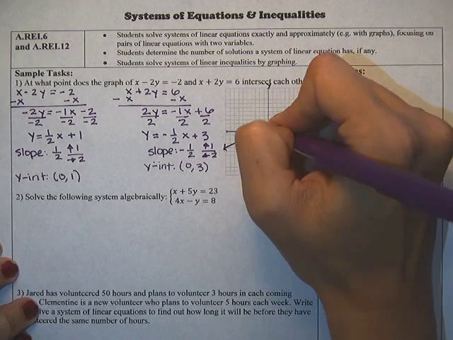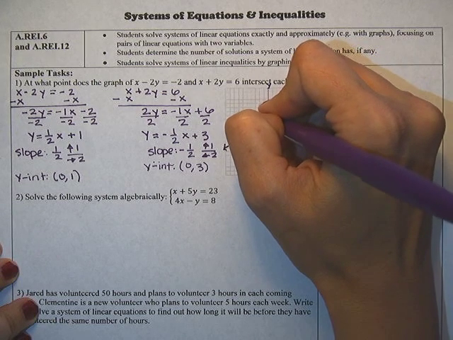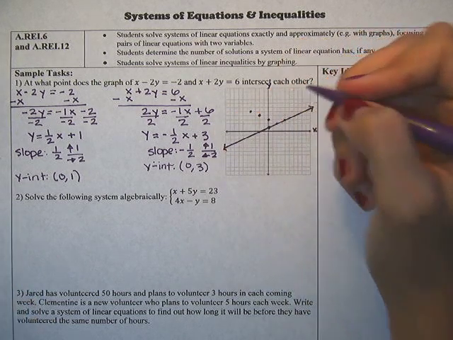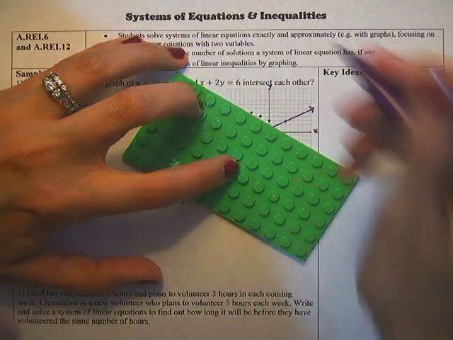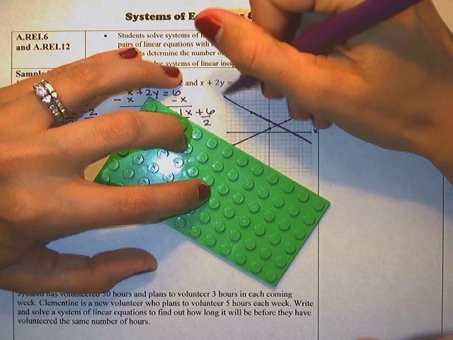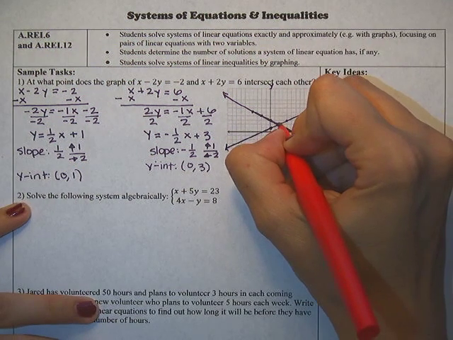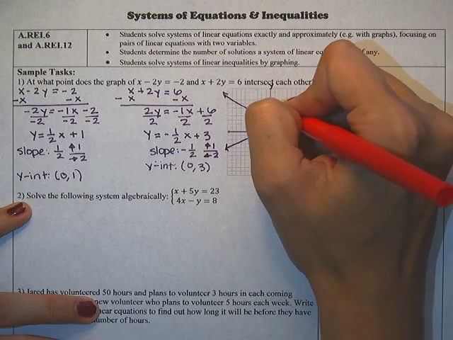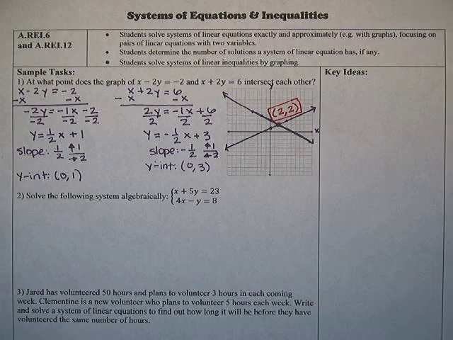Alright, so our next y-intercept is (0, 3). And the slope is up 1, back 2, up 1, back 2. Again, I will use that straight edge. Whoops, sorry. And connect these dots. Okay, and you can see here is the point of intersection. And it intersects at (2, 2).